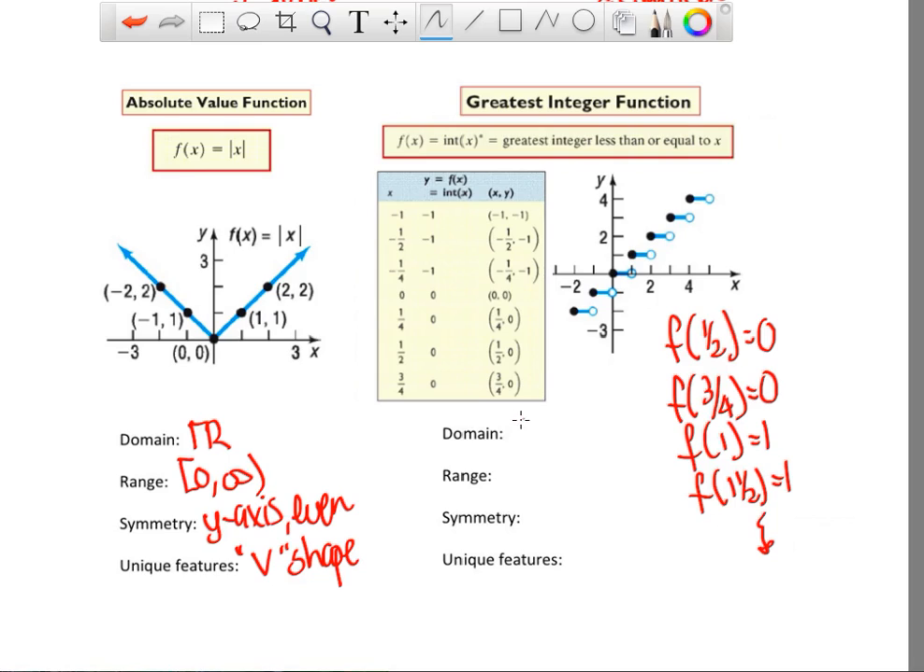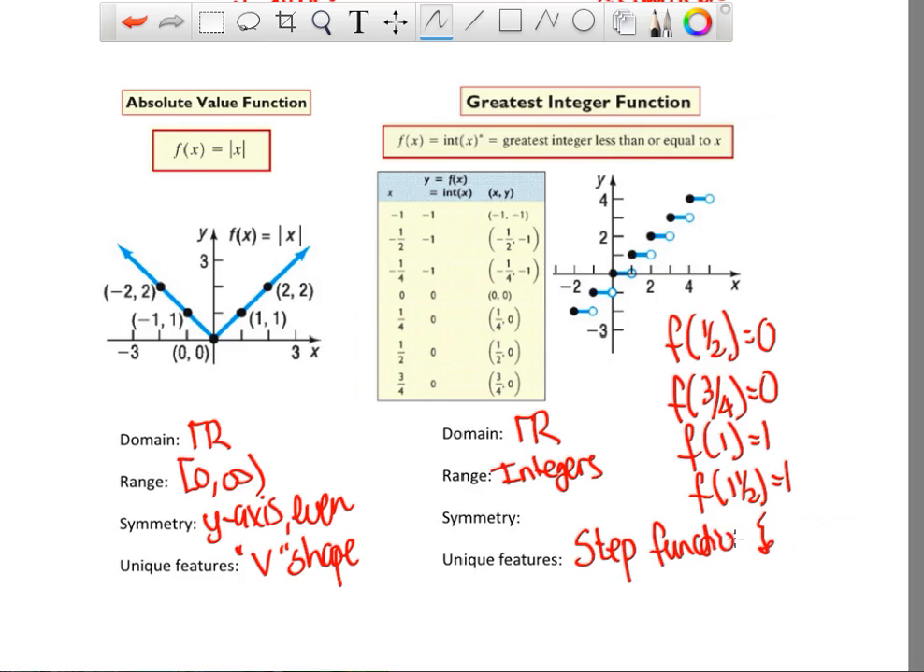The domain, all real numbers. The range, all real numbers that are integers. So it's the set of integers. So we'll call the range just the integers. Does not have symmetry, unique features. This is a very common name for it. It's called a step function.